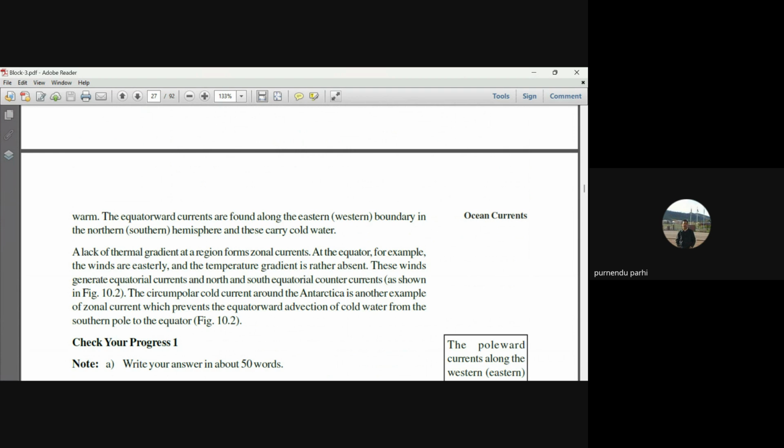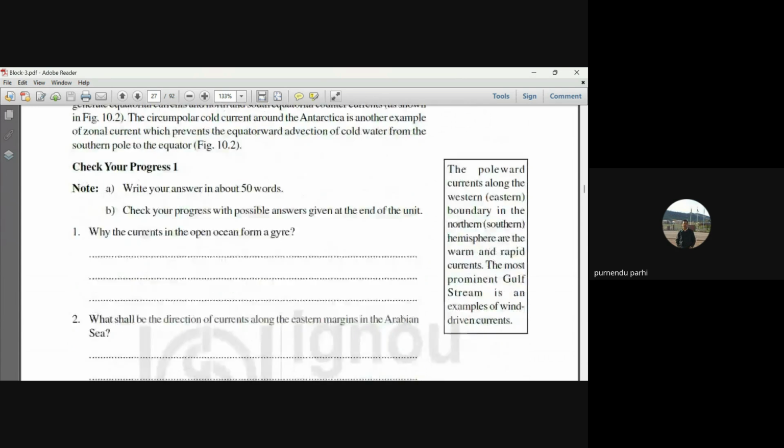A lack of thermal gradient in a region forms the zonal current. At the equator, for example, the winds are easterly and the temperature gradient is rather absent. These winds generate equatorial currents and north and south equatorial countercurrents. The circumpolar current around Antarctica is another example of zonal current.